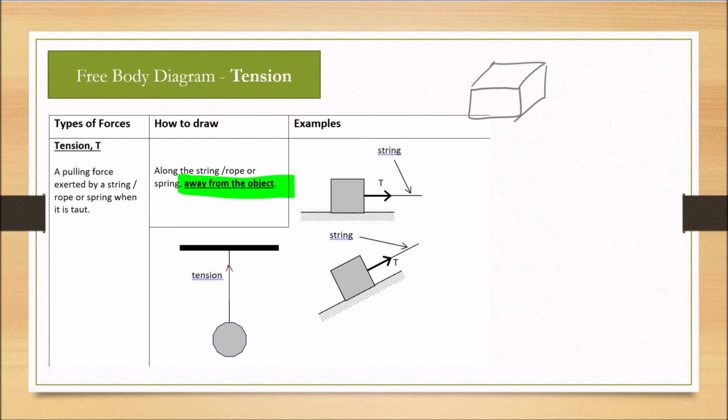That's why it's up this way. Okay, and this one also away from the object. And you always draw it on the string that is provided.